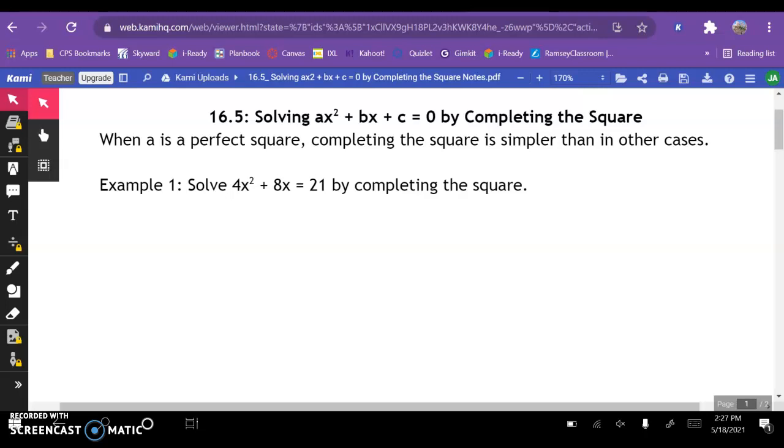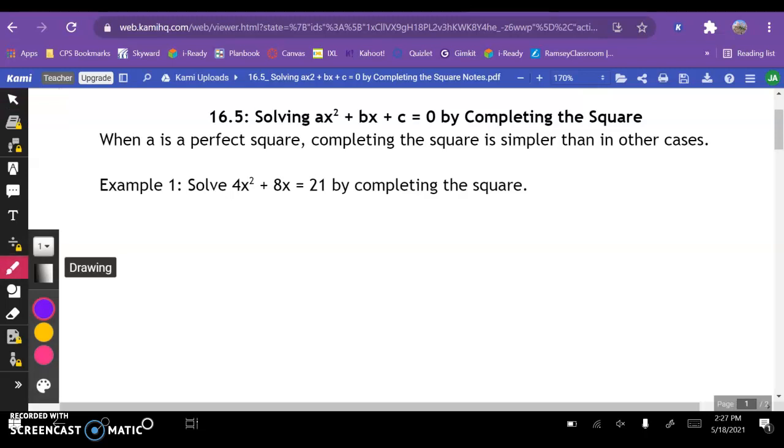What that means is when we take the square root of the a value, we get a whole number. In other words, it's a perfect square. Then we can complete the square to solve, and it's a lot simpler than the other methods we have talked about. The only difference between yesterday's and today's: yesterday we added b over 2 squared to both sides. Today we're going to add b squared over 4a.